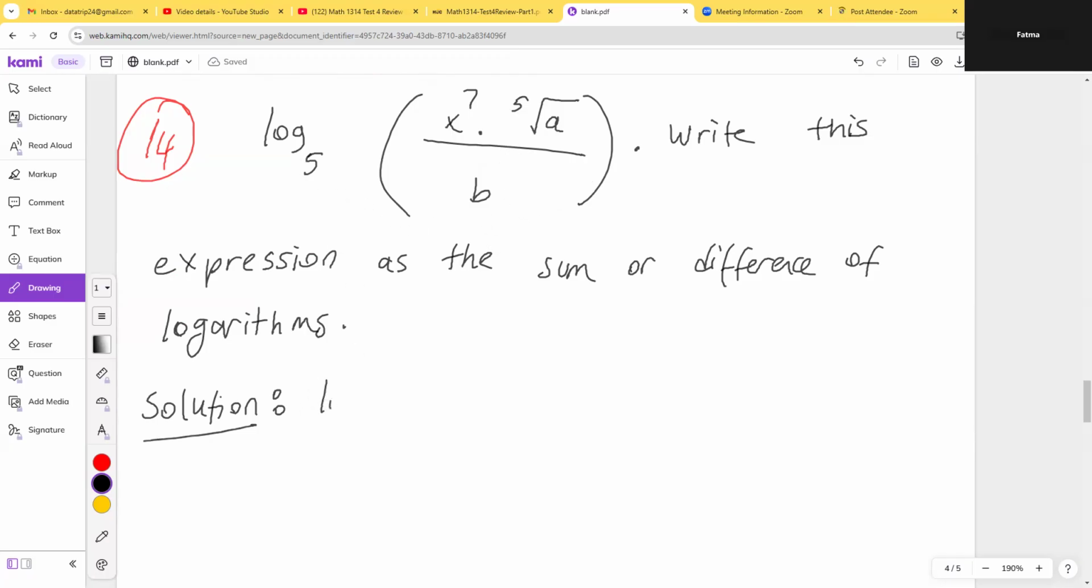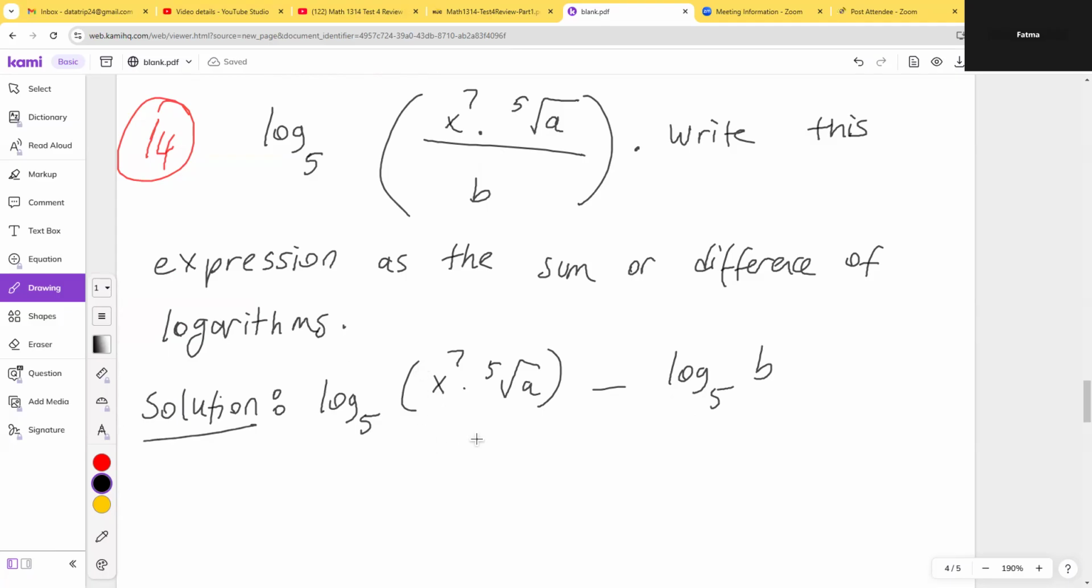So we will have log base 5, and then the top one is x to the 7th and 5th root of a. Quotient rule means what sign do I need to use when I'm separating them? Minus, and then the other one is log base 5 of b. So we just did quotient rule. If we are dividing two things, we can separate them by using a minus. That's the quotient rule.